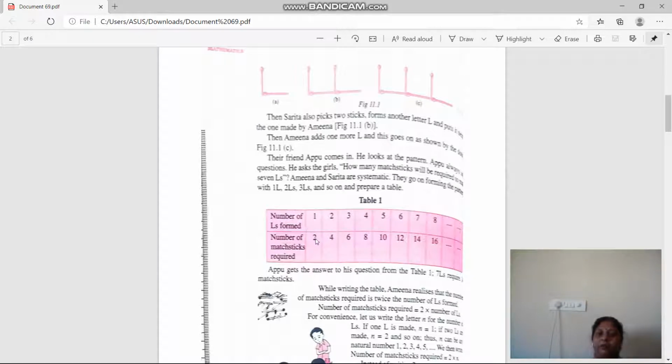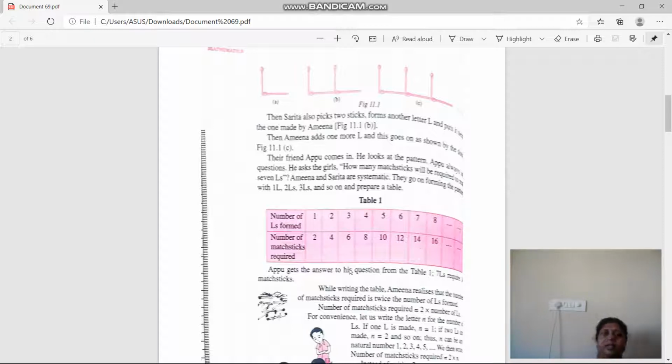For 1 L it requires 2. For 2 L it requires 4. For 3 L it requires 6. For 4 L it requires 8. For 5 L it requires 10. For 6, 12. And for 7, the number of matchsticks required is 14.